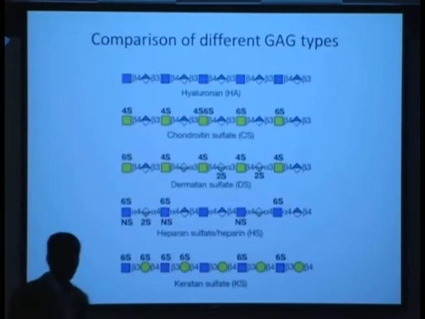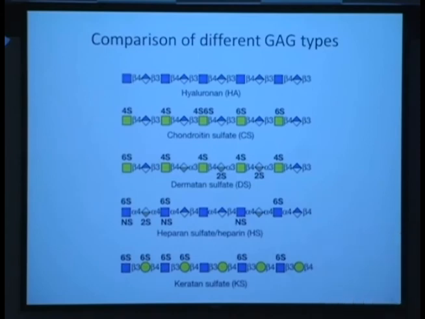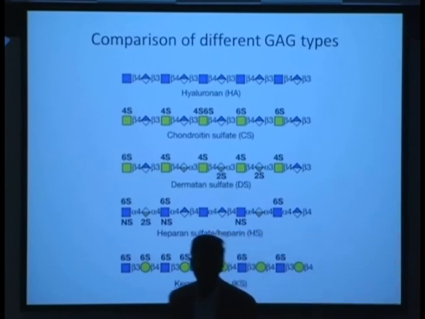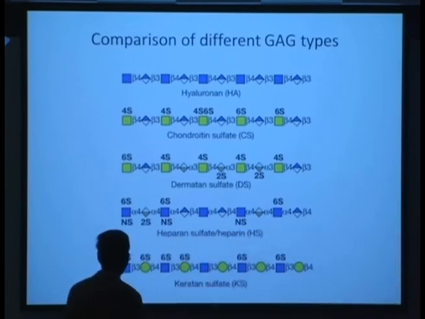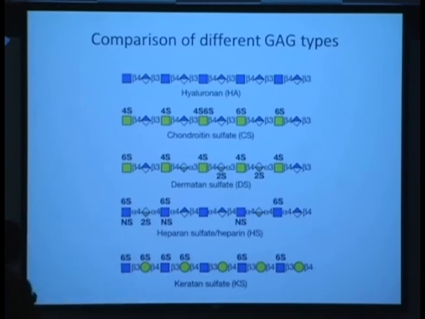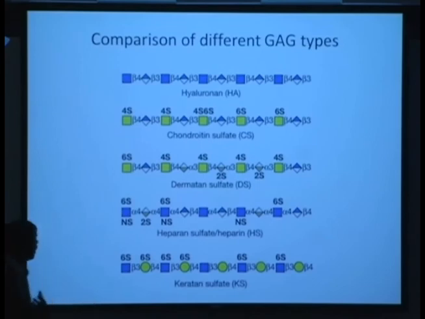So when you look at the GAG types, which are summarized in this slide, first is hyaluronic acid, which is a non-sulfated glycosaminoglycan. This is the only glycosaminoglycan which is non-sulfated, and it doesn't have any core protein attached to it. It has repeating units of hexosamine and uronic acid, with beta-1,4, beta-1,3 linkages. And so this is a huge polymer.